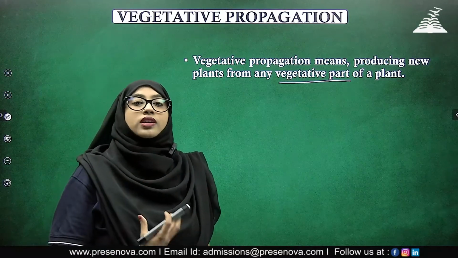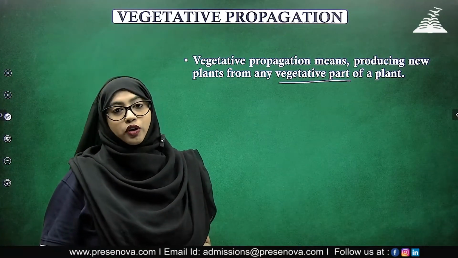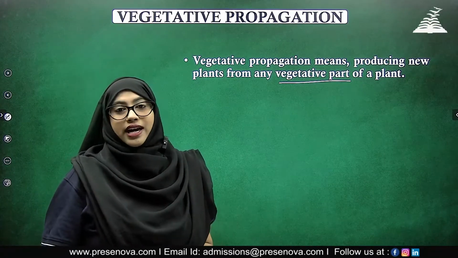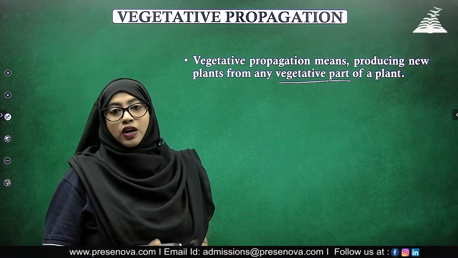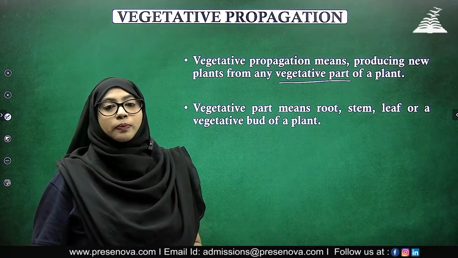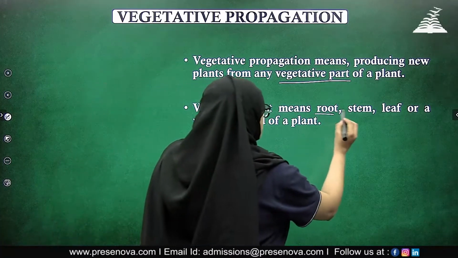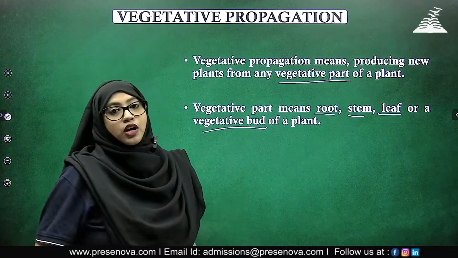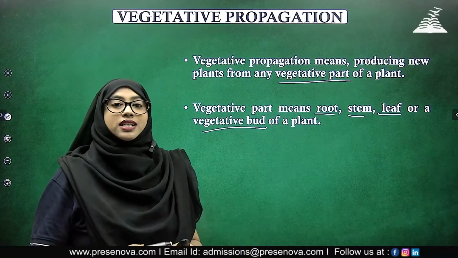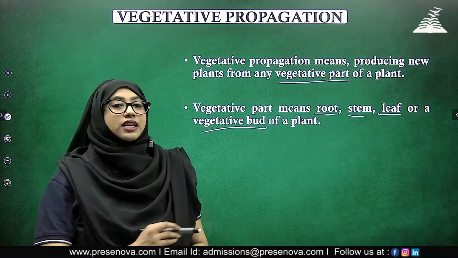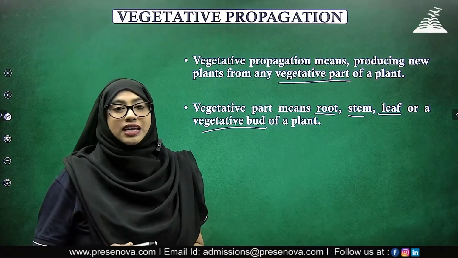So this is also one type of asexual method of reproduction where no seeds are involved in producing a new organism, that is a plant. The parts which propagate the production of the new plant can be roots, stem, leaf, or even any vegetative bud. So these are the different propagators which produce the new plant. A new plant produced does not require any sort of seeds.